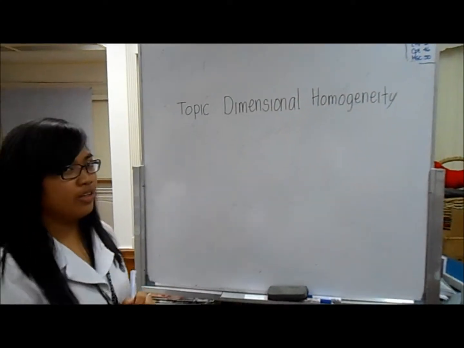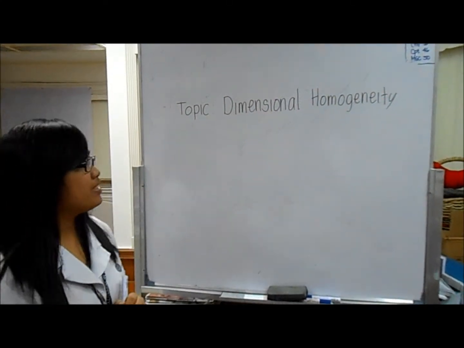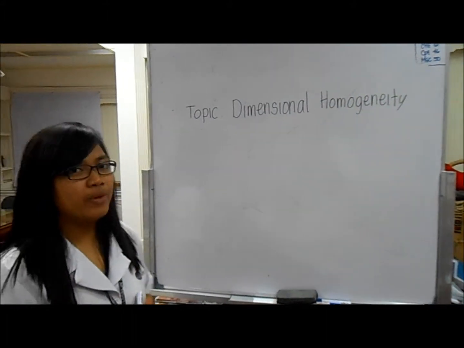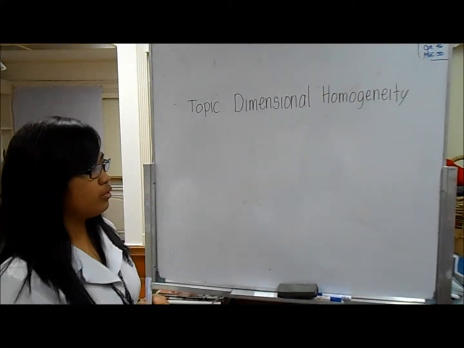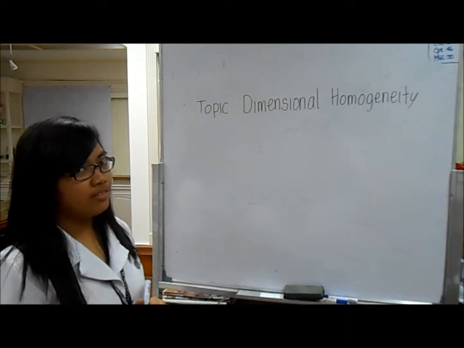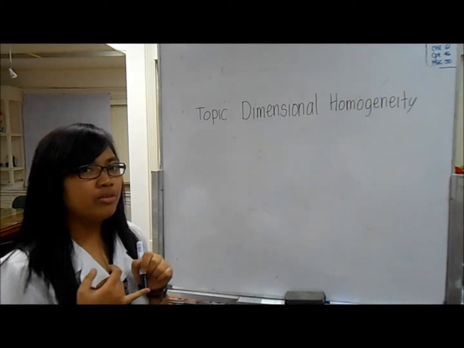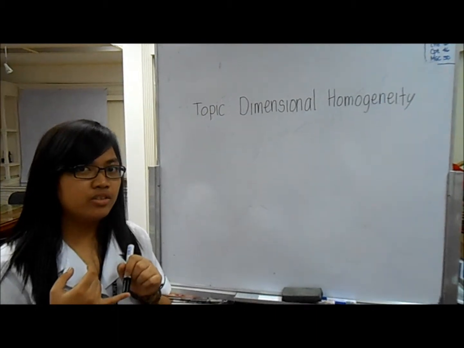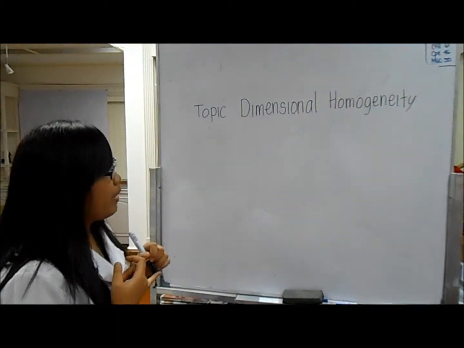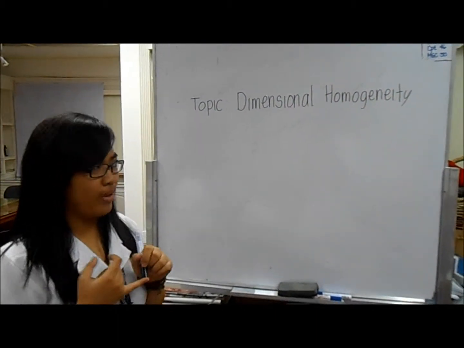The topic is dimensional homogeneity. There's a basic principle that states that the equation must be dimensionally homogeneous. It means that every term in an equation must have the same net unit of dimensions or net units to be able to add, subtract, or equate them.